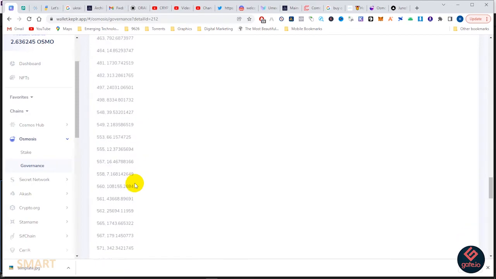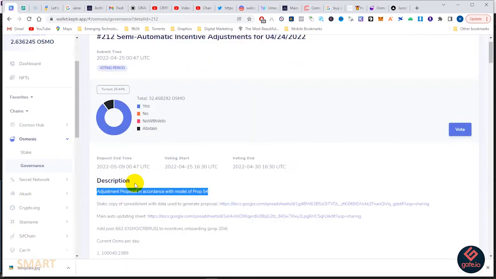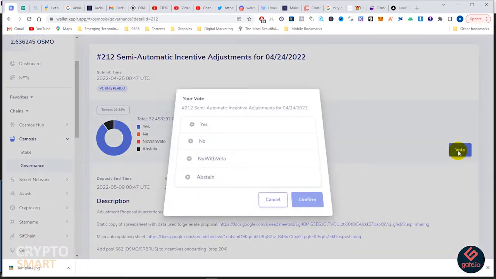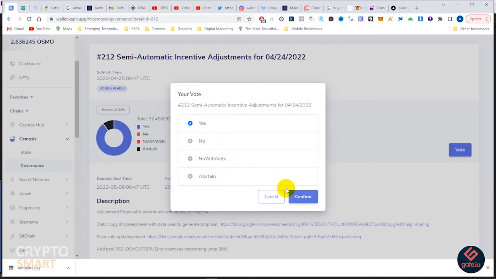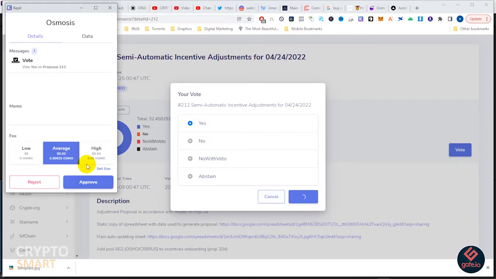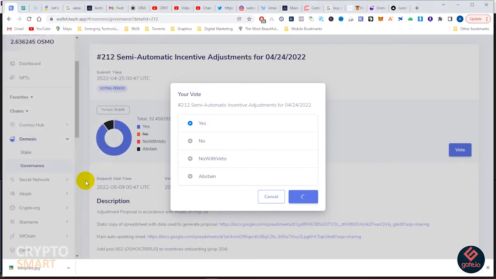Before you can go ahead and vote, you must make sure that you have some amount of that particular token in your wallet, be it Osmosis, Akash, Stacks, Secret Network, or Juno Network. So make sure you have deposited a certain amount of that particular project in your wallet. Your wallet in this case is the Keplr wallet, because before you can vote, a certain amount of gas fee needs to be charged on that wallet.